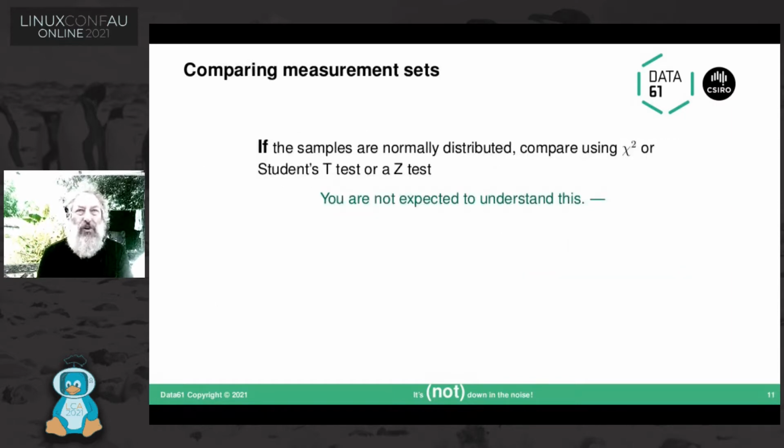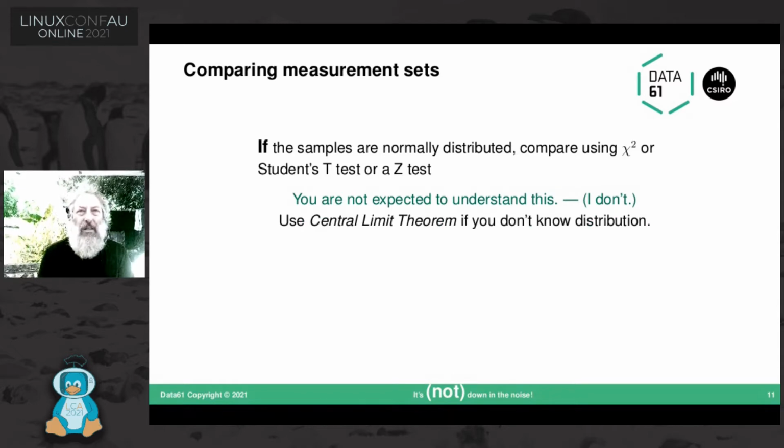If the samples are normally distributed, you can compare 2 measurement sets using chi-squared or student's t or z-test. You're not expected to understand this because I don't. If the distribution isn't quite normal, you can use the central limit theorem, which I'll come to in the next slide.